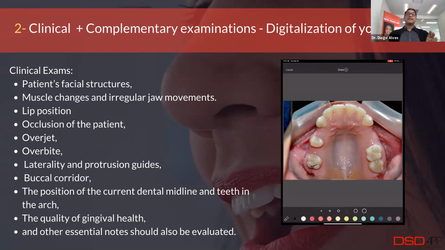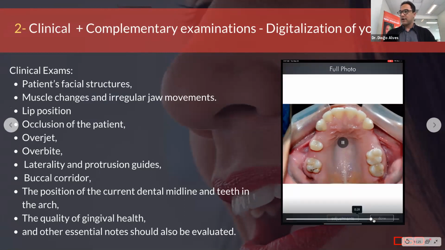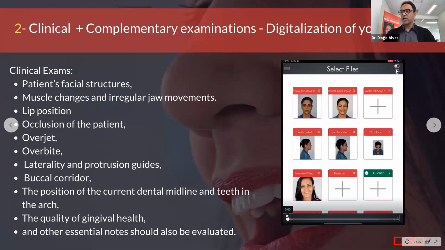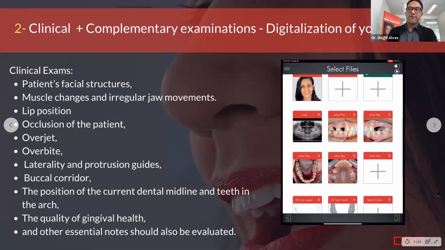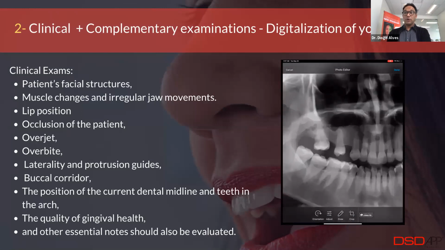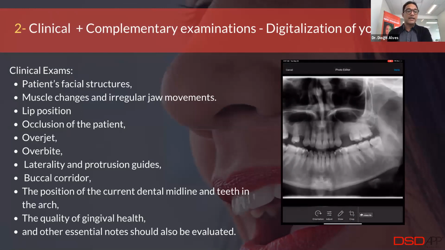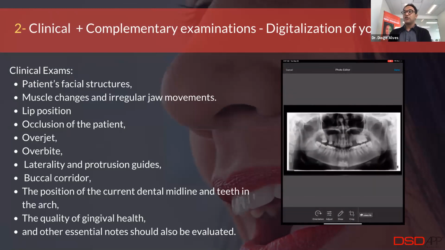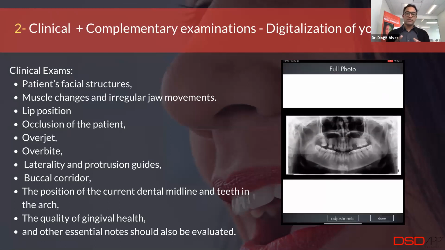So step 2. We have now the clinical and complementary examination. That's when you digitalize your patient. So I just want to go back in here so you guys can see how it works. We take the full photo picture protocol of the patient. And as you can see, you can add the DSD pictures, intraoral pictures, x-rays, and intraoral scans, and you can gather all that information.